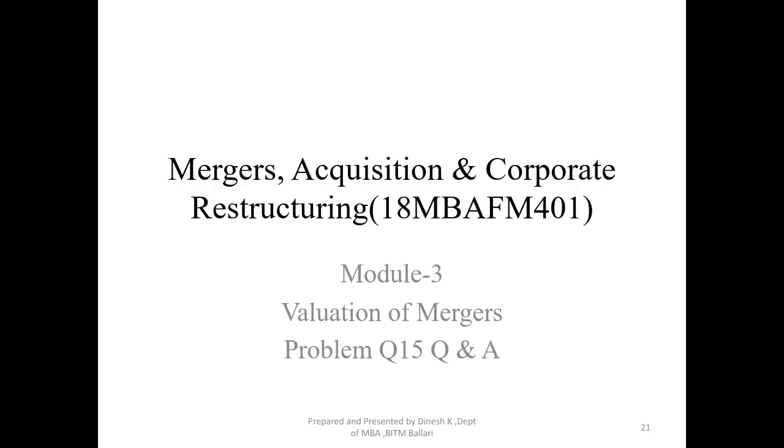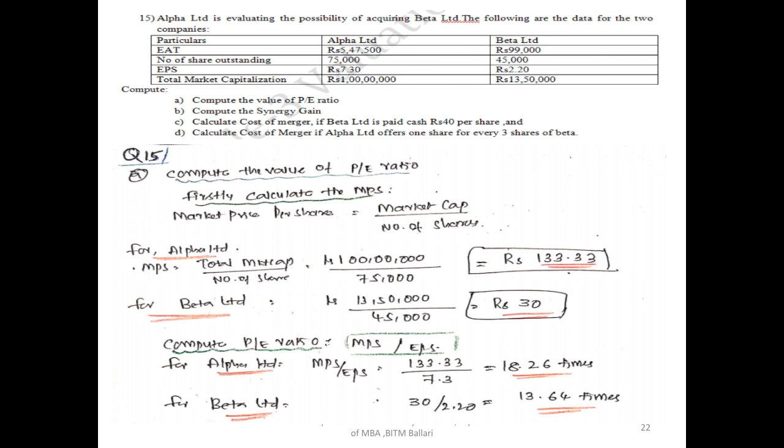So hello students and welcome to question number 15 of the valuation of a merger. Here is again a little difference in terms of calculating the value. We have different components to evaluate the merger. There are two companies named Alpha Limited and Beta Limited. Alpha Limited is the acquiring company and Beta Limited is the target company. Their respective inputs are given.